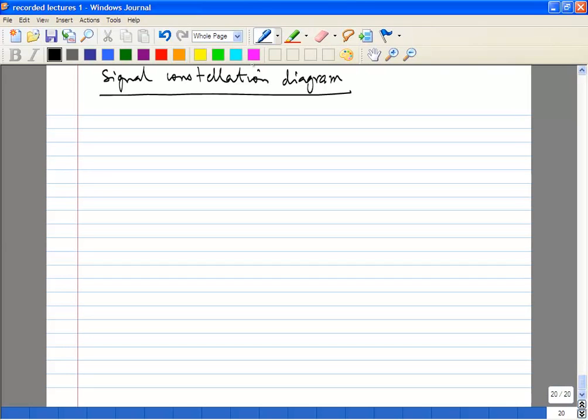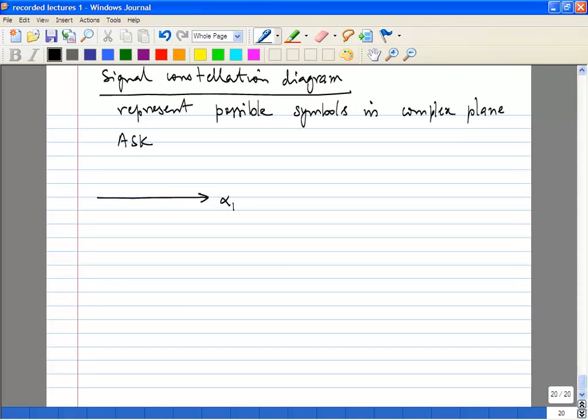So what is a constellation diagram? You're trying to represent the possible symbols of the signal in a complex plane. So for example, for your ASK, you only need a single unidimensional signal space to represent this. So you have 0 and you have A. These are the only two possible signal points.